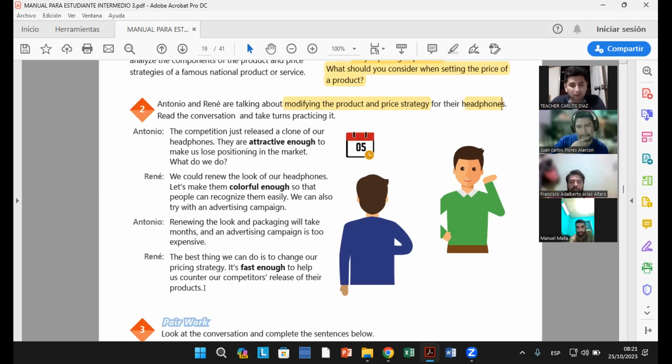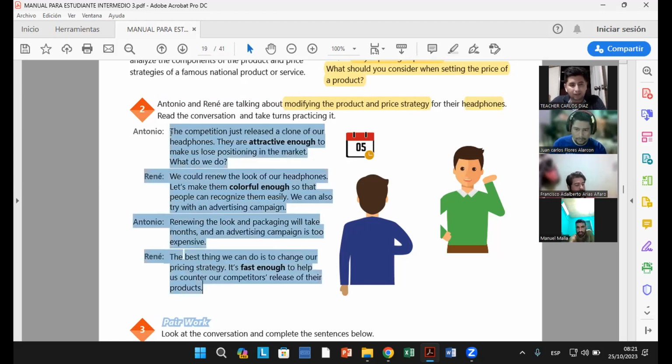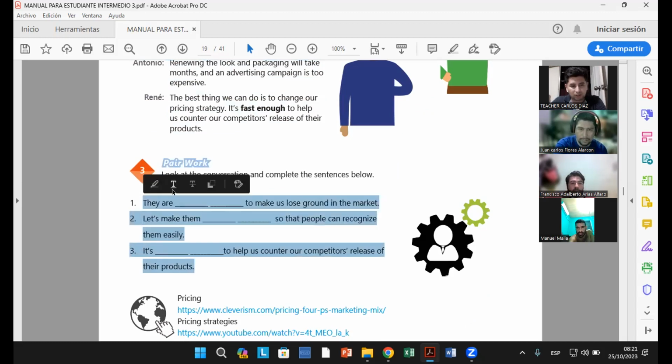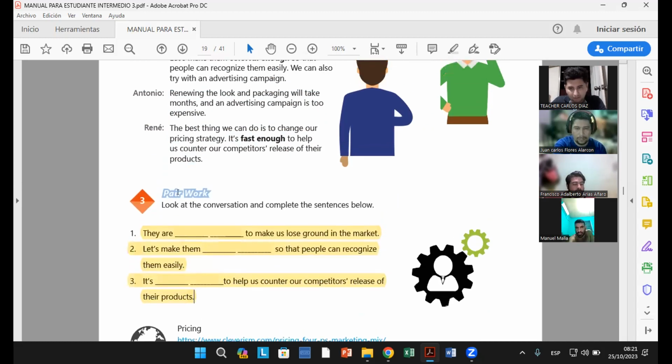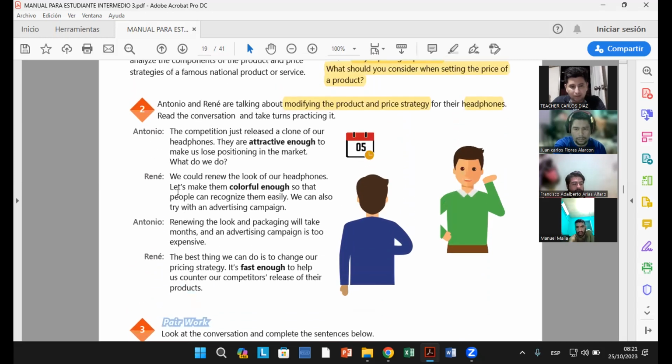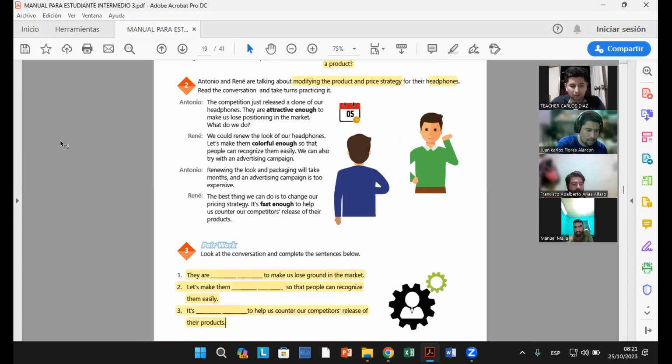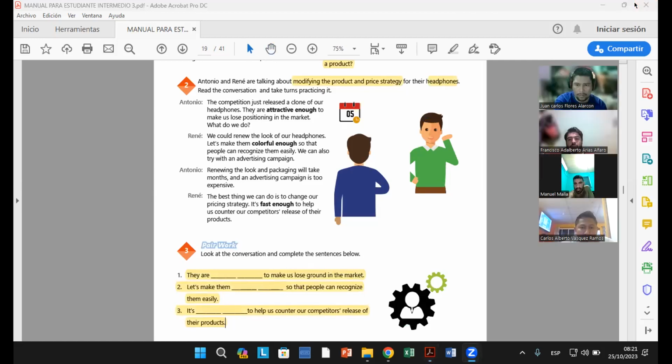Listen. In the breakout room, I want you to read it and try to understand it. Then you are going to complete the sentences. Do you understand? Everybody understand this? Okay, well, I am going to open up the breakout rooms. Try to work together, read the conversation, understand it, and complete the sentences. Okay, ready?